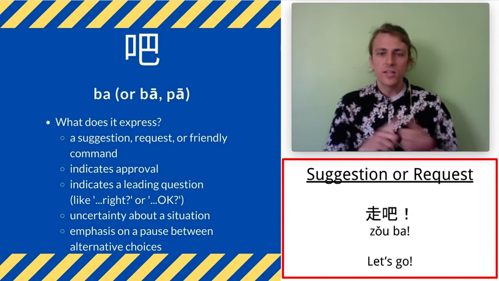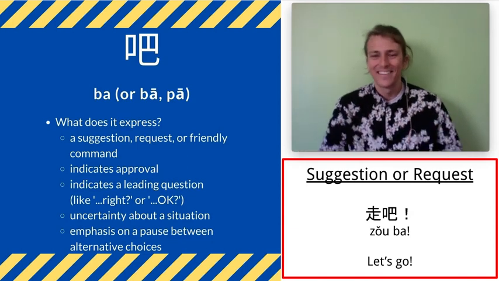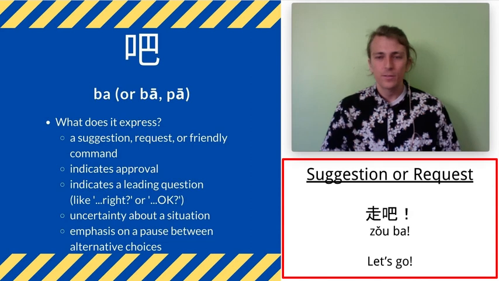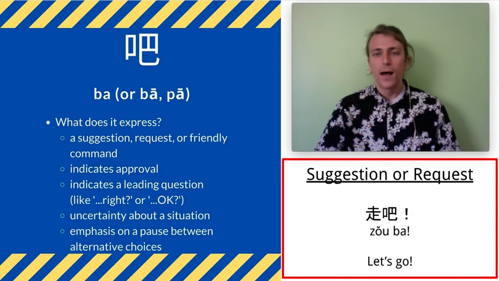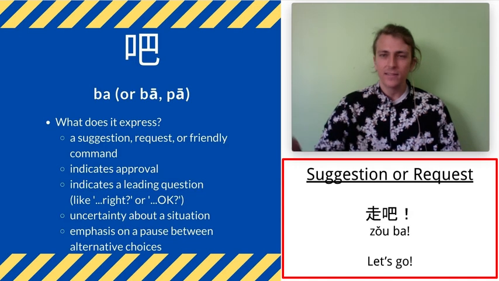First one is a suggestion, a request, or a friendly command. For example, here we have 走吧, and this you hear all the time. If a group of people is going to leave a place, someone will always say 走吧,走吧, let's go, let's go. In that case it's friendly. You're not saying let's go, dang it. You're saying let's go, 走吧.